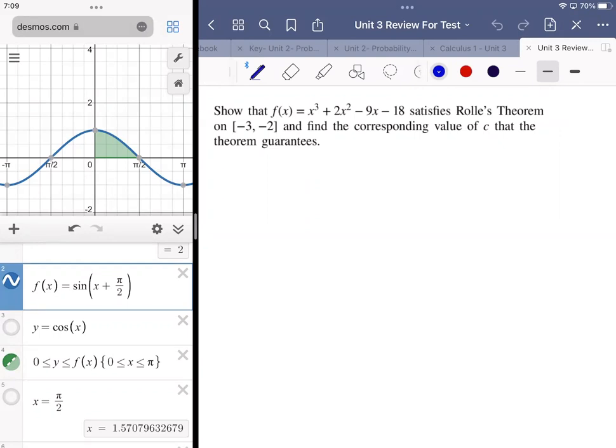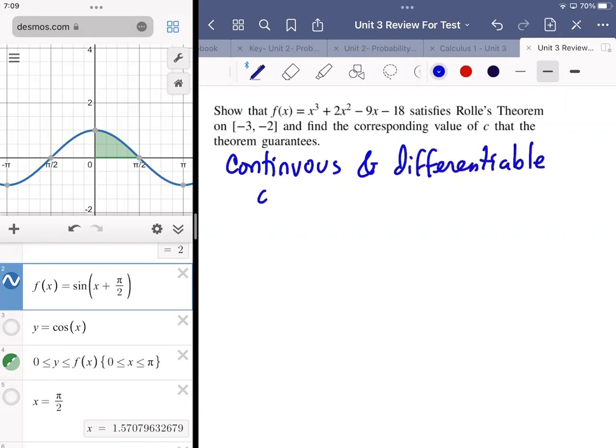So Rolle's theorem requires that you have a function that's continuous and differentiable on the interval of -3 to -2. All right, so that's checked out. How do I know it's checked out? It's a polynomial function. Polynomial functions are all continuous and differentiable for all values of x, so we're good to go.